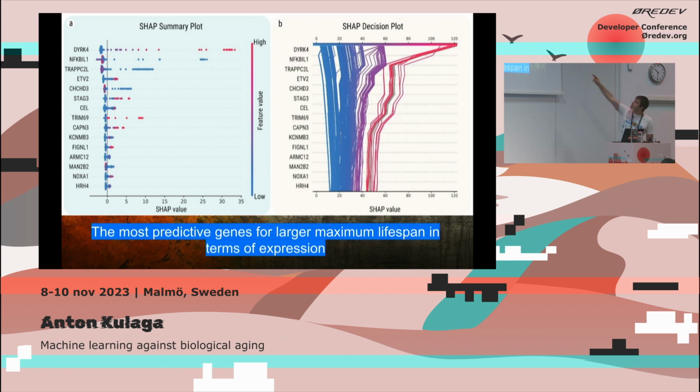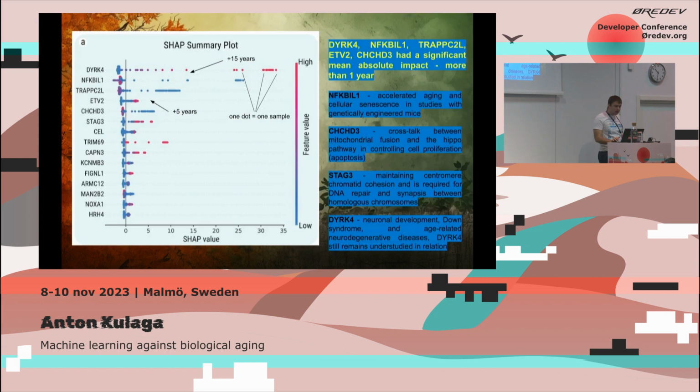And here is a decision plot. It converges to one point, like an average model prediction, and on top you can see the lifespan, like for human maximum lifespan, 123, I think, years, and you can see the trajectory for each sample. Each gene shifted the prediction towards higher or lower. So here we had not age, but maximum lifespan. The larger, the better. And you can see that for some long-living species, the DRK gene had the best contribution.